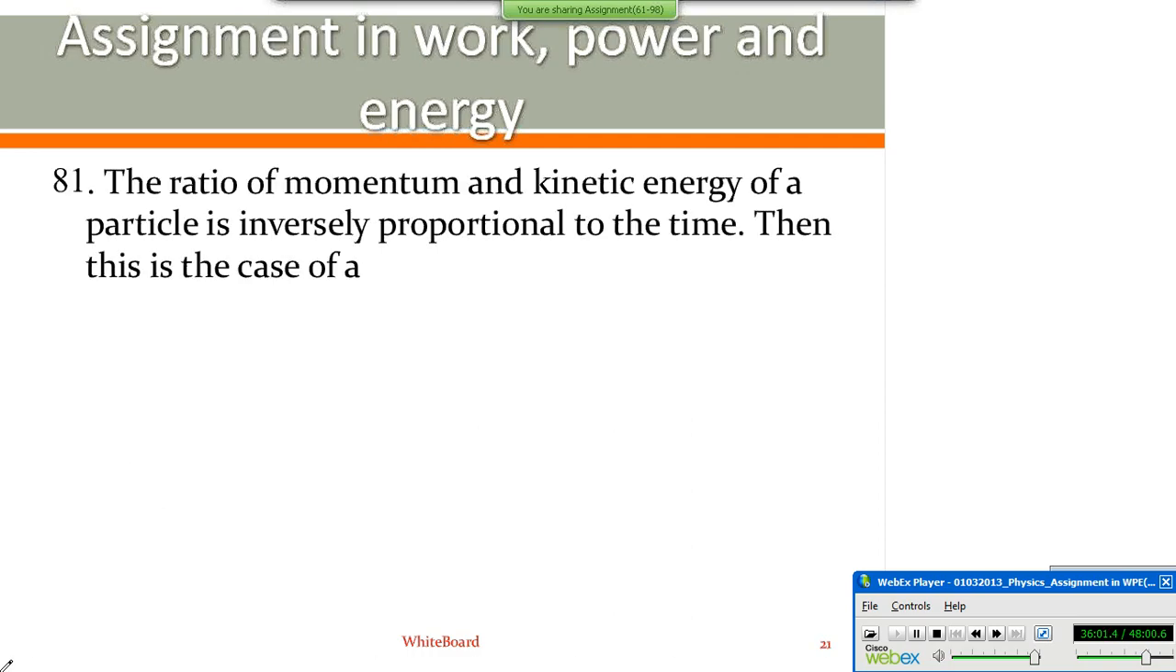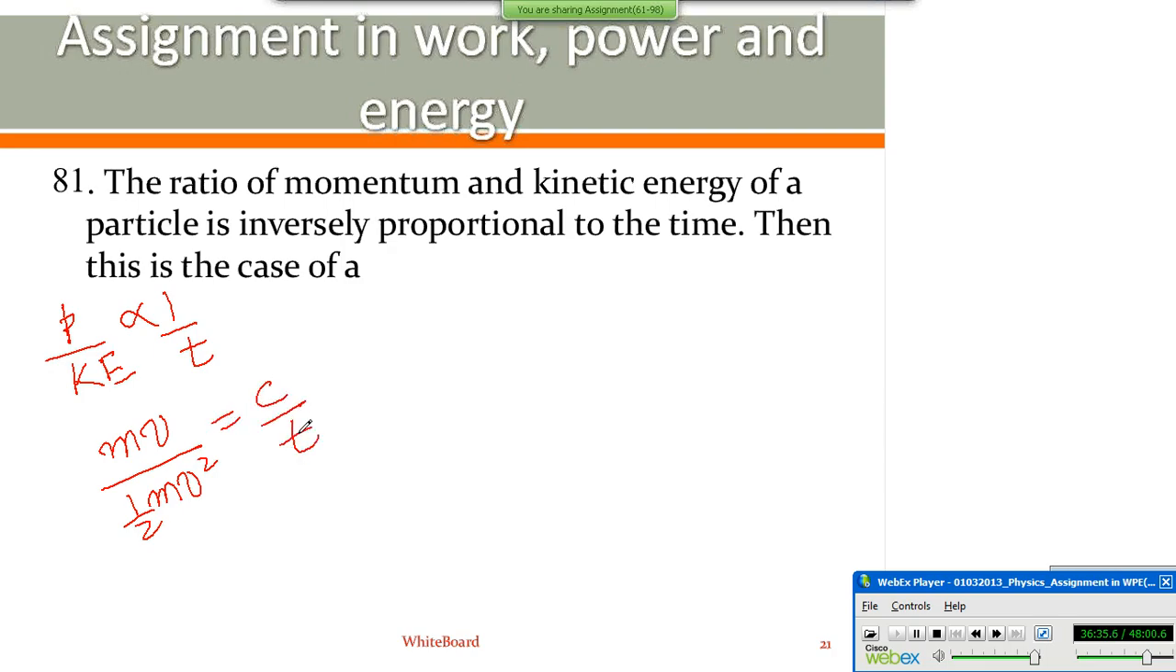So next I am going to discuss question number 81. The ratio of the momentum and kinetic energy of a particle is inversely proportional to the time. Then this is the case of A. So magnitude of linear momentum of the particle is denoted by P. Let us denote the kinetic energy by K. That is inversely proportional to time, or P by K you will write. Magnitude of linear momentum is equal to m into v. Kinetic energy of the body is given by half mv square. Let us denote the constant of proportionality by C.